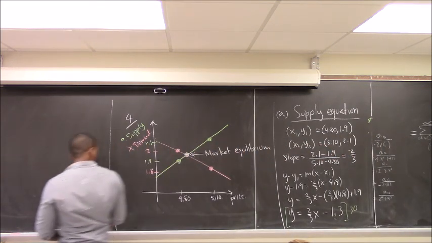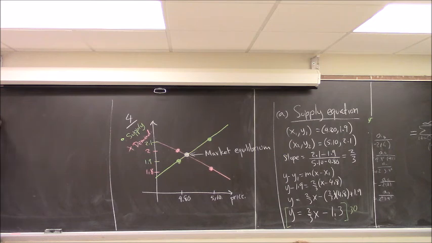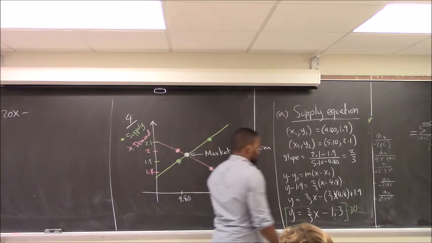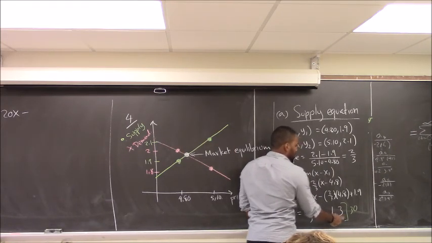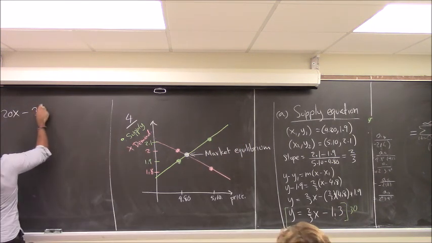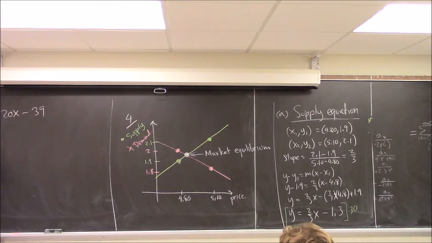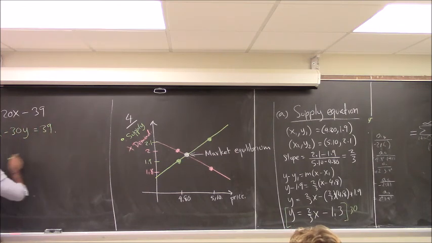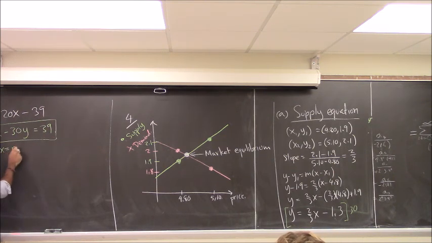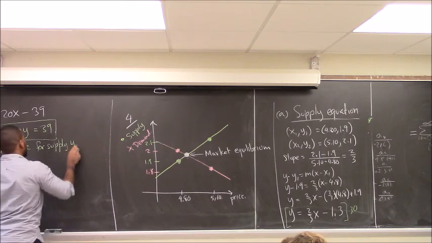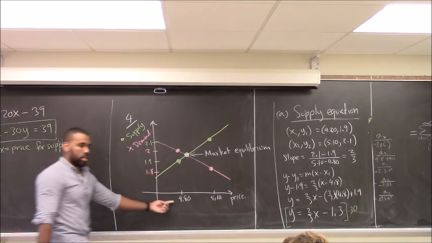What I would obtain there is going to be 30y equals 20x minus, multiply this by 10, I would get 13, multiply by 3, 13 by 3 is 39. So I can have something like 20x minus 30y equals 39. This is my supply equation, where x is the price for supply y. Okay, so the x coordinate is my price.